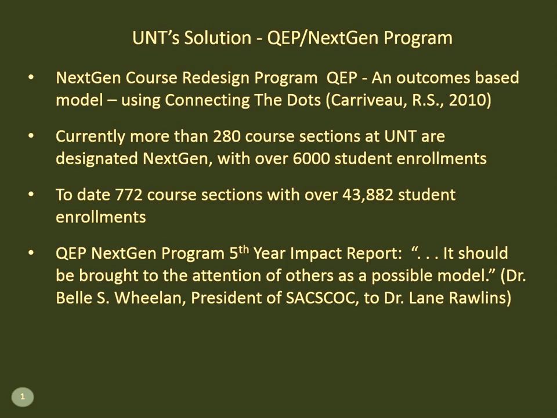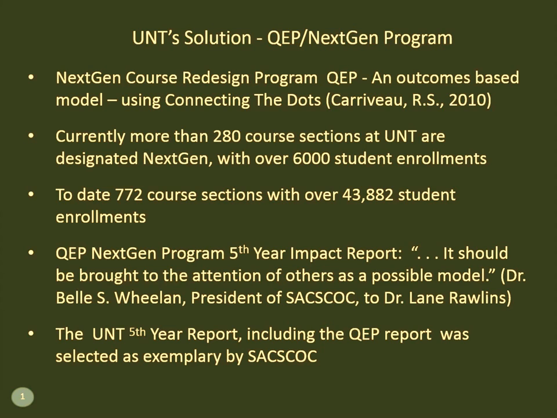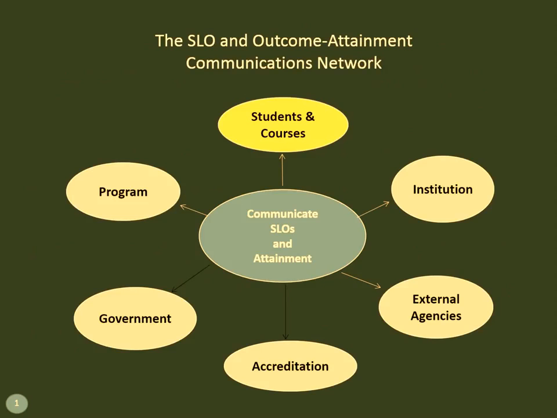Right now, in practice, we have about 280 course sections designated as next gen and over 6,000 students enrolled. Our total enrollment at the university is around 38,000. We're now in year 7 or 8, depending on how you count. We have 772 sections, and over 43,000 students have gone through a next-gen designed course. So we have a lot of experience and data from which we're drawing some of the conclusions today.